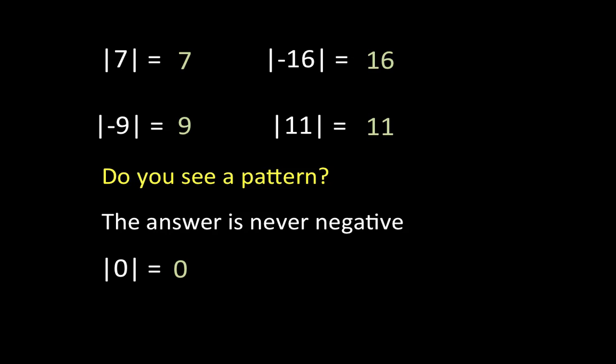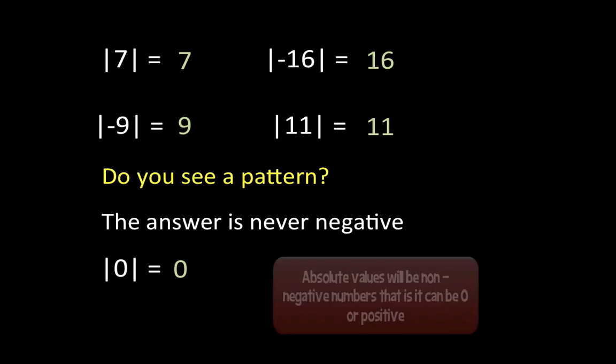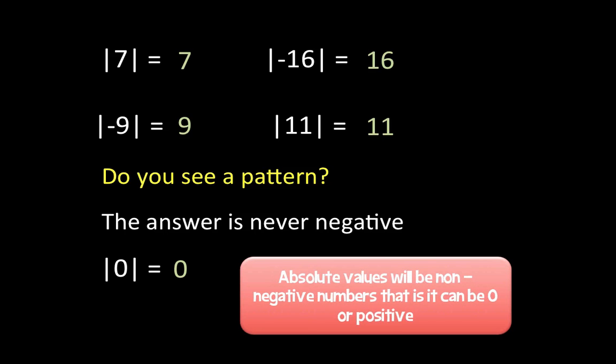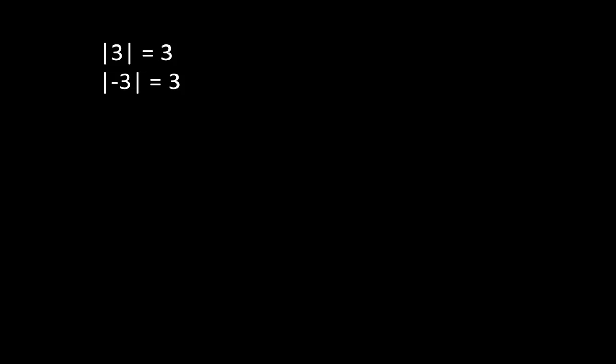But remember, 0 is neither negative nor a positive number. So the best way to say it is this. Absolute values will be non-negative numbers. That is, it can be 0 or positive. So far, we know the absolute value of positive 3 is positive 3. And we know the absolute value of negative 3 is also positive 3. But let's look at this example now and see how it's slightly different. And be very careful of this when you're doing your questions.